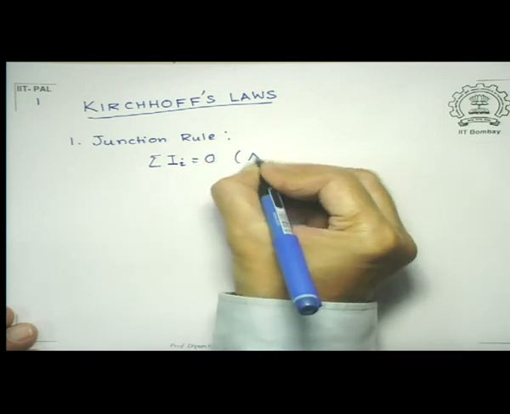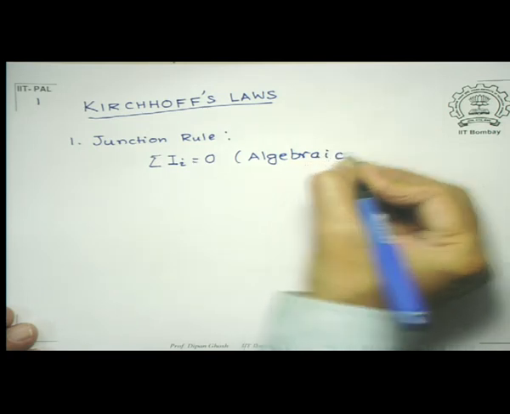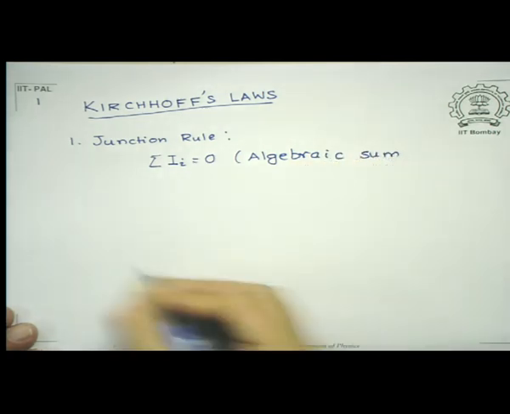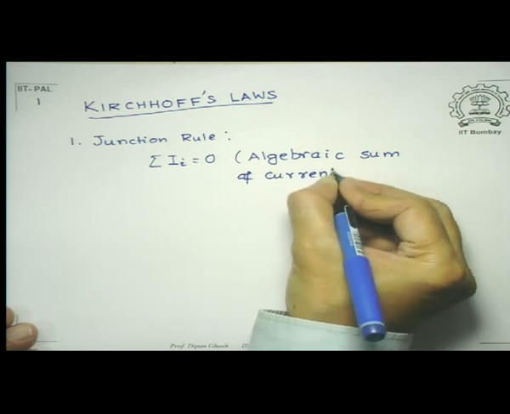This is the algebraic sum of current at a junction.